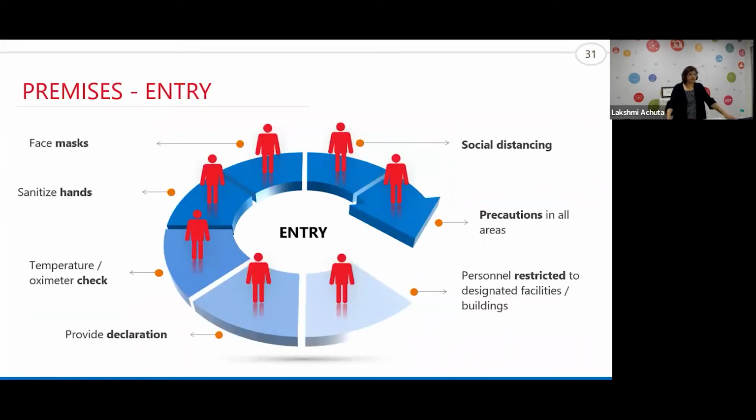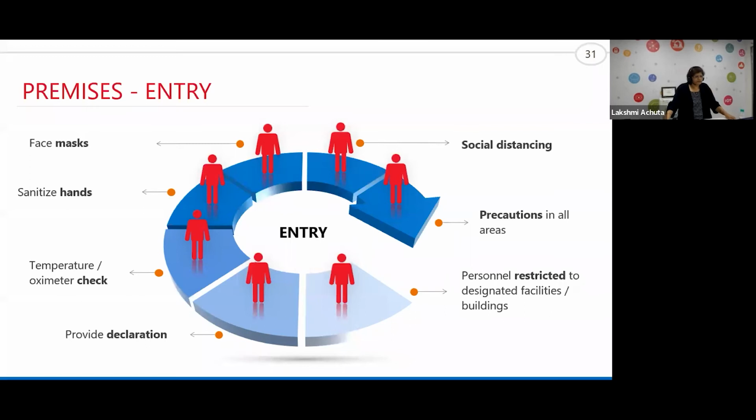The entry into the premises, again, is only on an as-required basis. Not everybody can come and visit in such a situation. Only people with prior approval are allowed to enter the facility. They are otherwise restricted from entering the company.